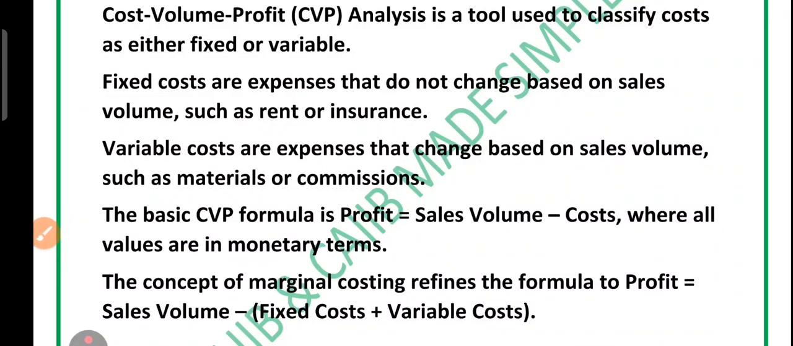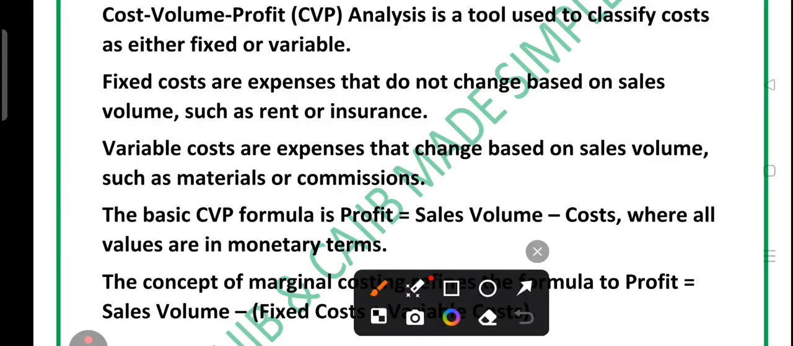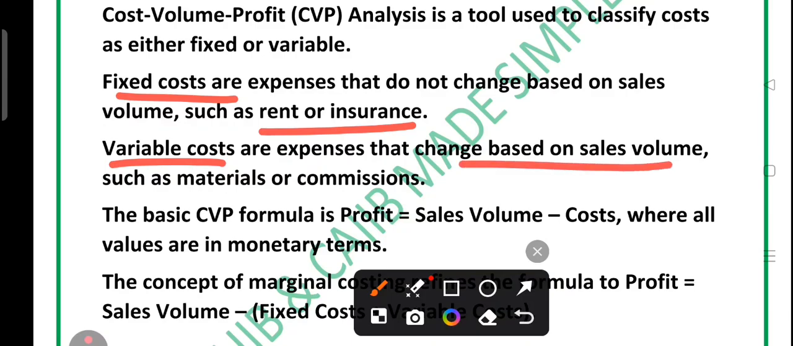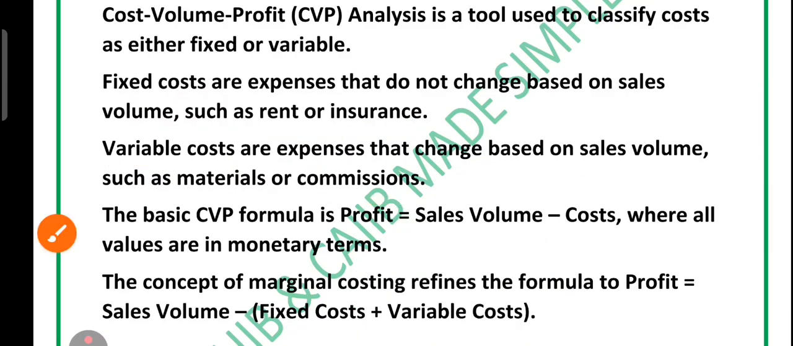Fixed cost stays the same no matter what, like rent or insurance, and variable cost changes with the sale, right? So raw material or sales commission, these are the variable cost. So you can see fixed cost stays the same like rent or insurance. Variable cost, they change based on the sales volume, like material or commission.